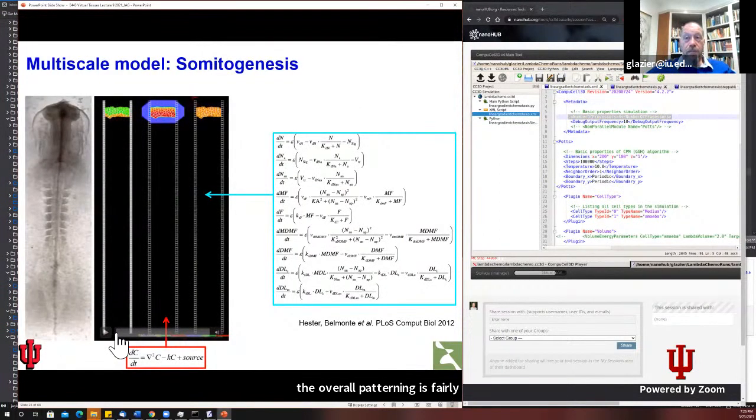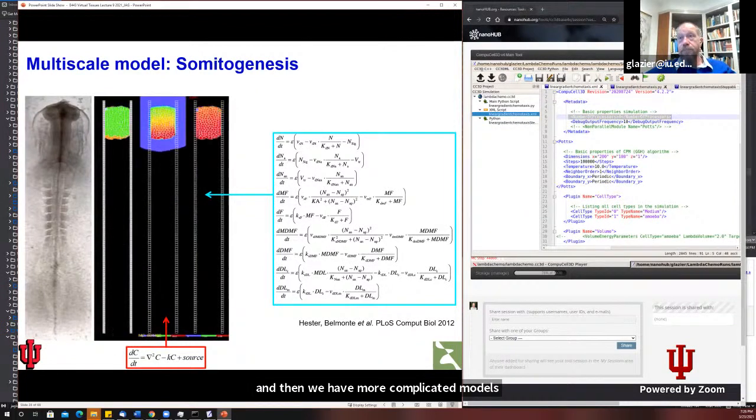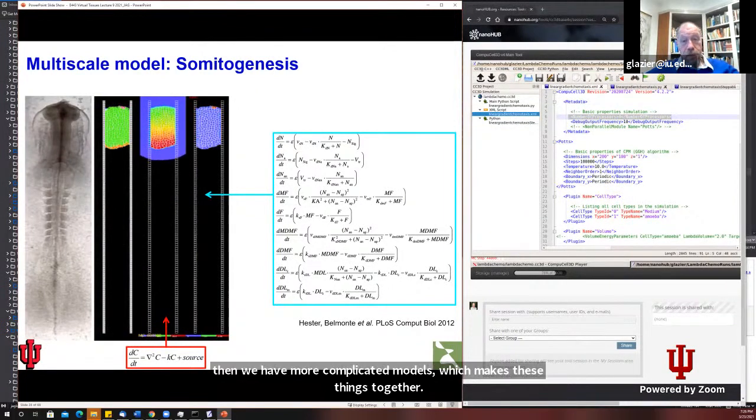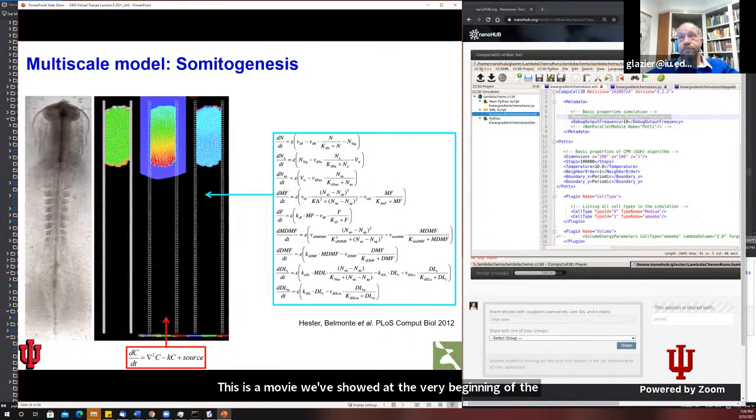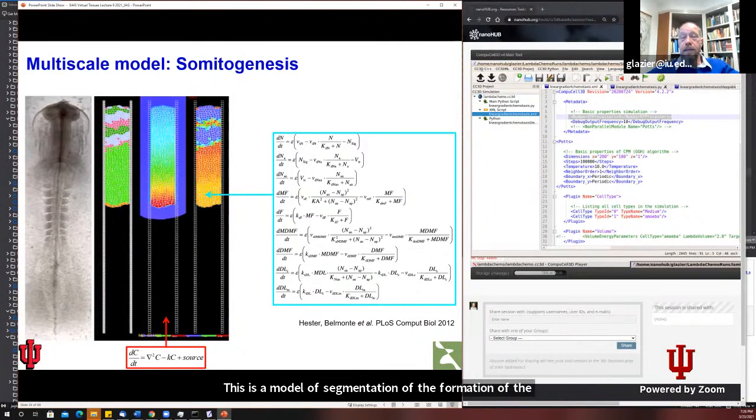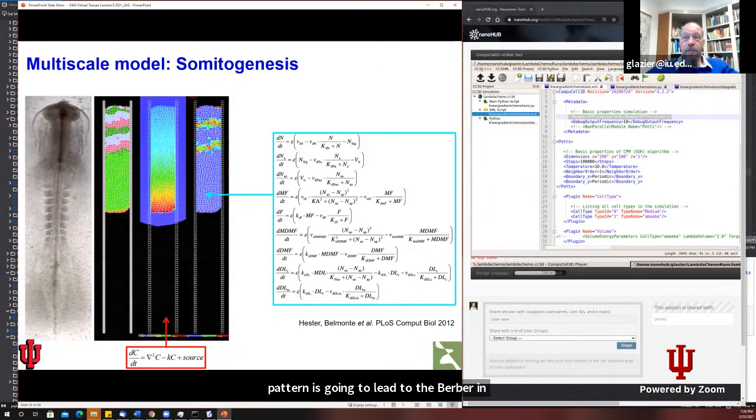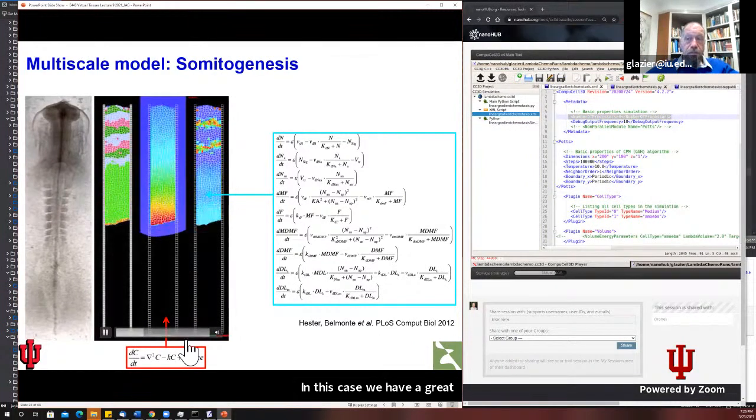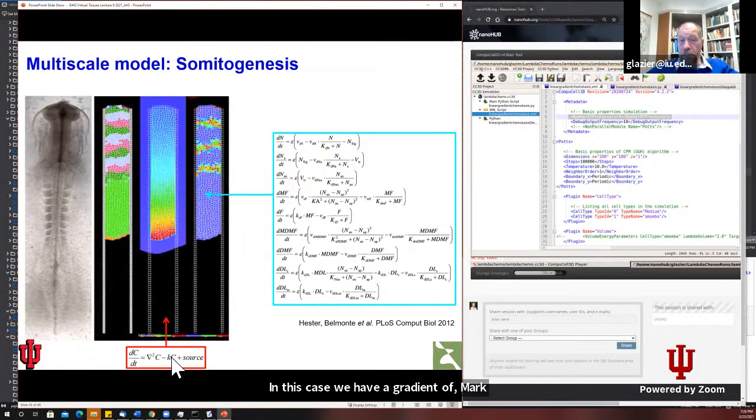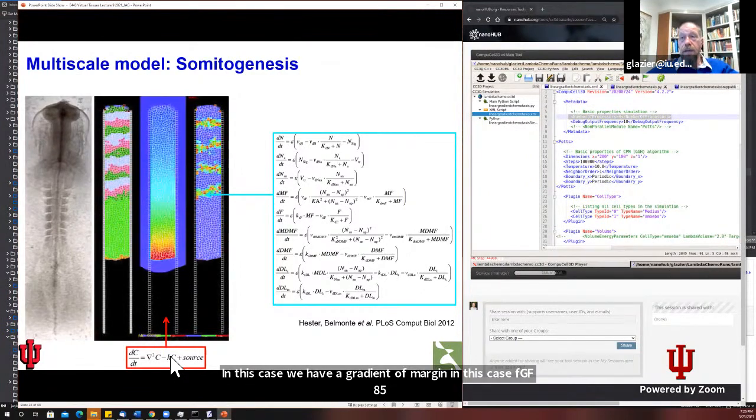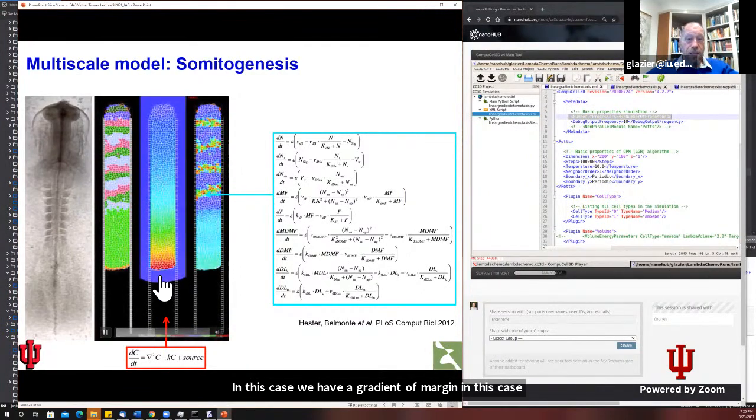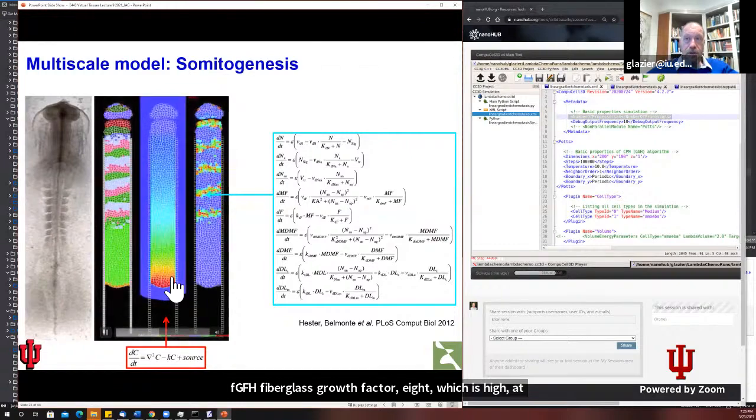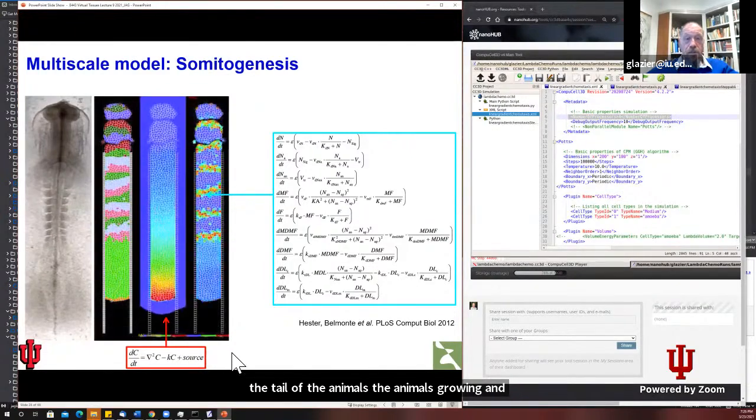And then we have more complicated models which mix these things together. This is a movie we've showed at the very beginning of the class. This is a model of segmentation, of the formation of the pattern that's going to lead to the vertebra. In this case, we have a gradient of a morphogen, FGF8, fibroblast growth factor 8, which is high at the tail of the animal as the animal is growing and decreases as you go towards the head.